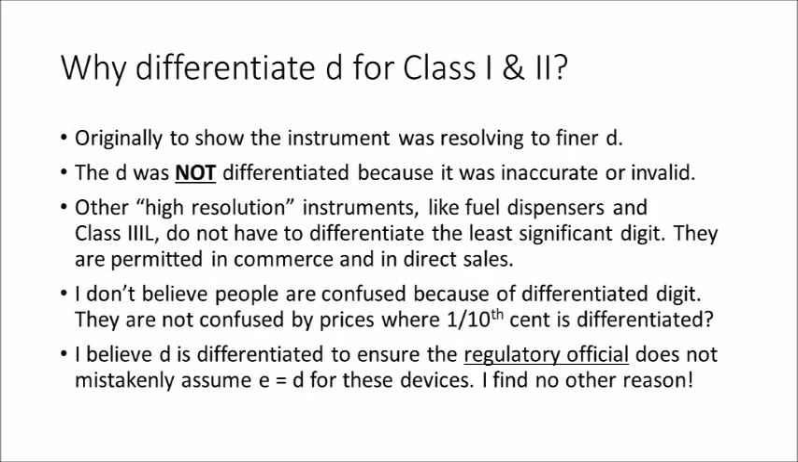A couple of burning questions remain. First, why do we differentiate D for class 1 and 2? Originally, it was to show that the instrument was resolving to a finer D. It's important to see that the D was not differentiated because it was inaccurate or invalid. I think what I've shown in the previous 2 videos is that it definitely is accurate and it definitely is valid. Now, I point out that there are other high-resolution instruments like fuel dispensers and Class 3L. They don't have to differentiate the least significant digit, and they're permitted in commerce and in direct sale.